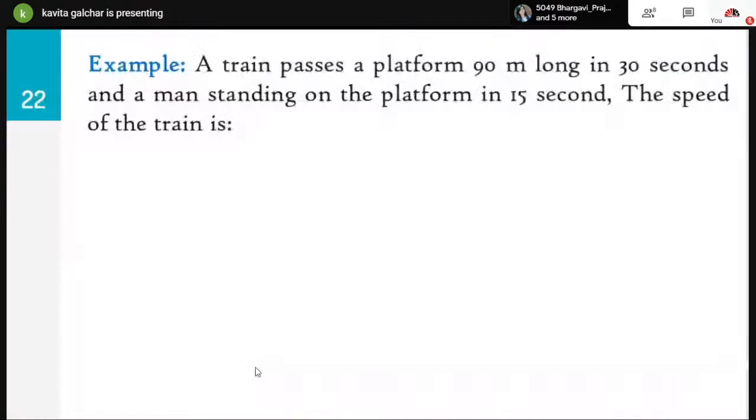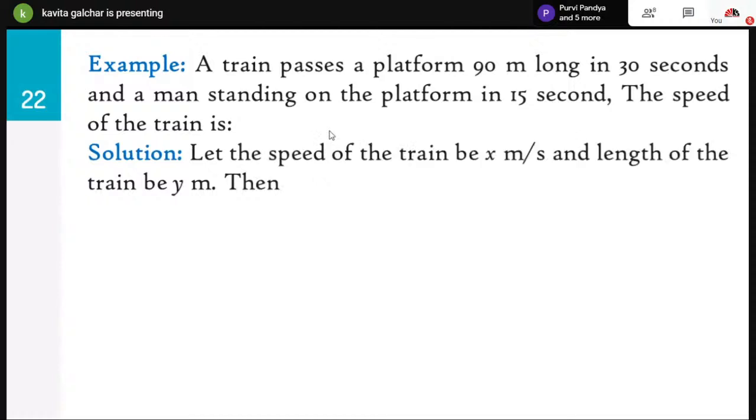For the next example, a train passes a platform 90 meter long in 30 seconds and a man standing on the platform in 15 seconds. The speed of train is... See what is given here, I have to find the speed of train. Let it be x meter per second and the length of the train be y meter.